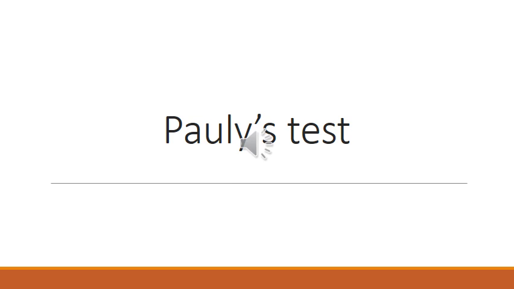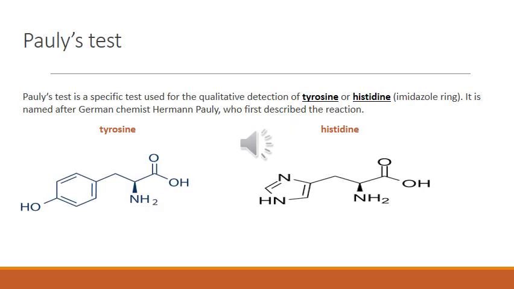Another test we will talk about today is the Pauly test. This test is specific for tyrosine and histidine. The test was named after the German chemist Hermann Pauly, who first described it. As you see here, tyrosine has a phenol group and histidine has an imidazole ring. That is what will react with the Pauly reagent.